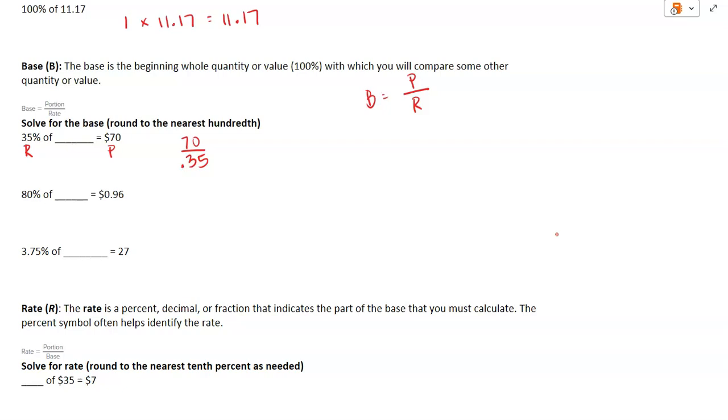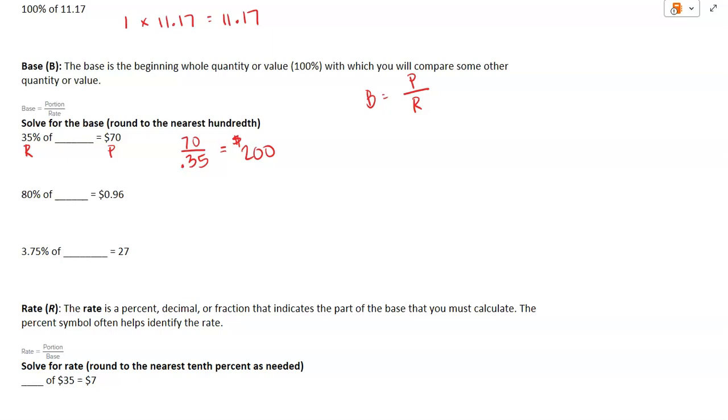Notice that I converted it to a decimal. That's why we spent the first part of this video going over converting percentages into decimals, and also the opposite, because you're going to be needing that throughout the rest of the semester. So 70 over 0.35 gives me 200, and because this is a dollar amount, I'll just add the dollar symbol.